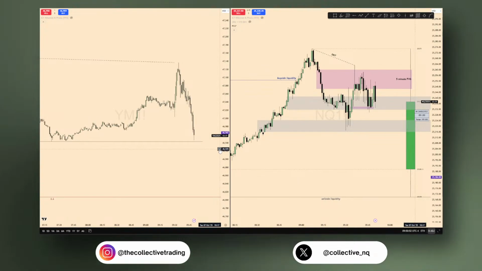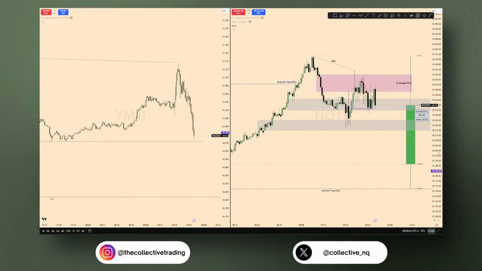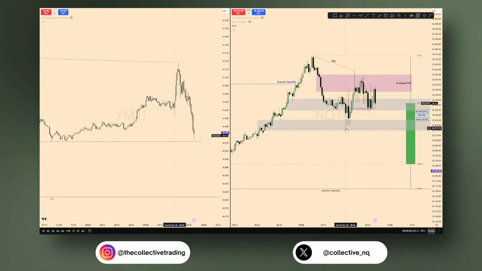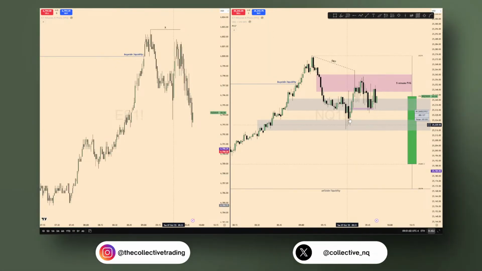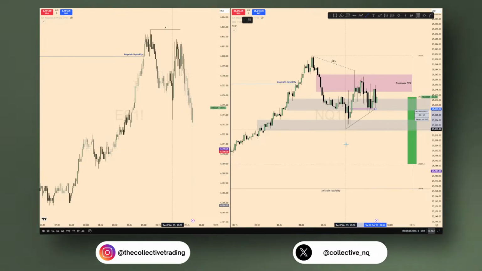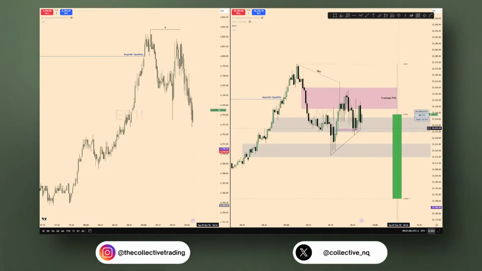So interesting because NQ is going to be consolidating within kind of that 9 to 9:30 range. YM's getting the expansion. ES now has taken that internal low, so ES is more bearish than NQ. Again, it is forming this bullish S&T though.